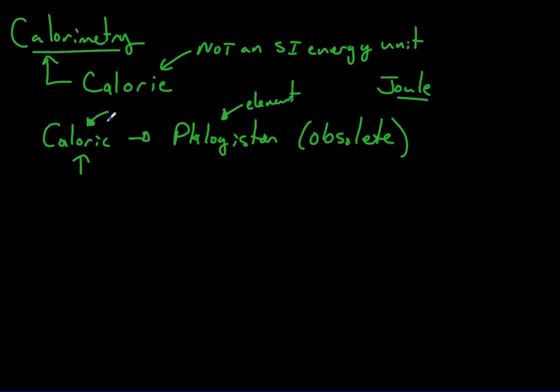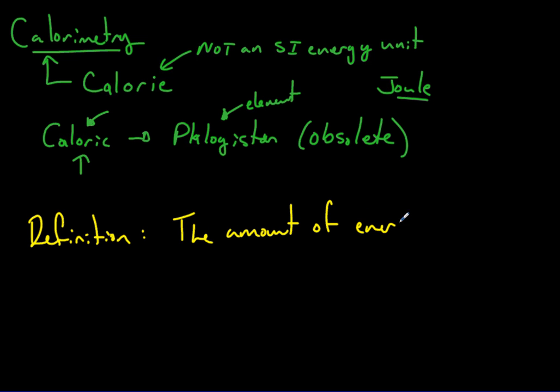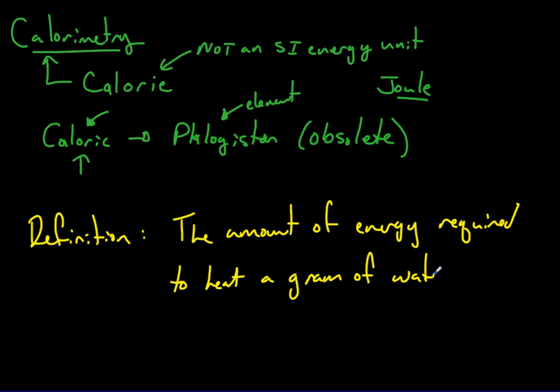So it makes sense, right, in a way, that people would have thought there was like a magic fluid called caloric that flowed in and out of objects. Not too surprising. So what is a calorie? The definition of a calorie is the amount of energy required to heat a gram of water 1 degree Celsius. Okay.